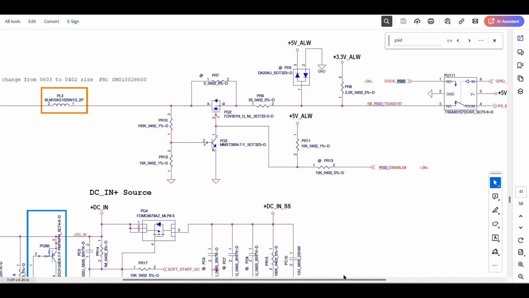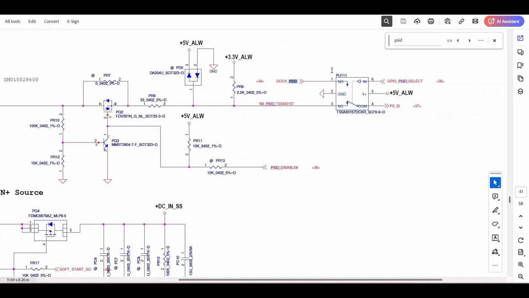And one more difference will be there in PSID. See, here is an IC, a selector IC. Once you connect the normal adapter to the DC jack, then the PSID path will connect to the main DC jack. In case an adapter dock station is connected, then it will disconnect that and connect to this GPIO PSID select. Okay, this is the major difference.